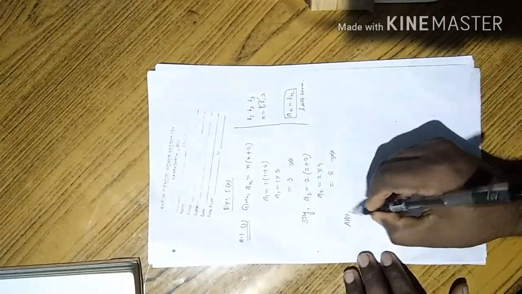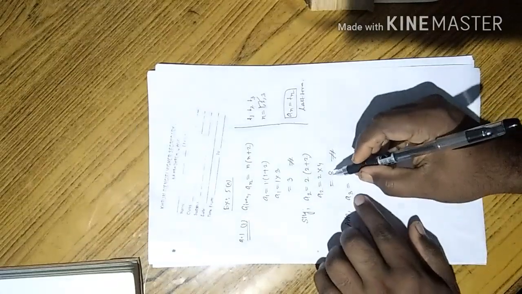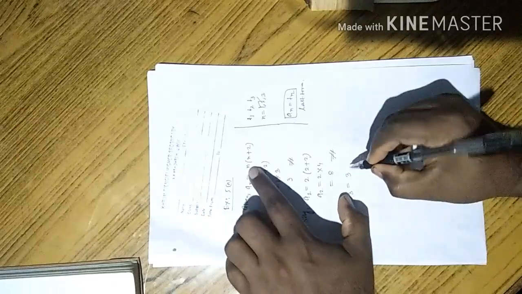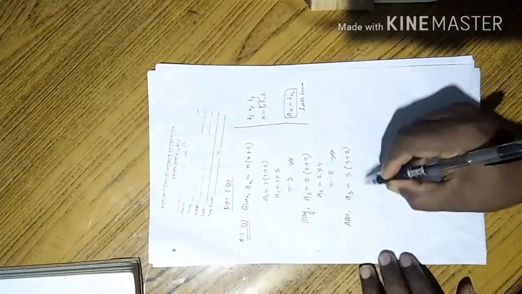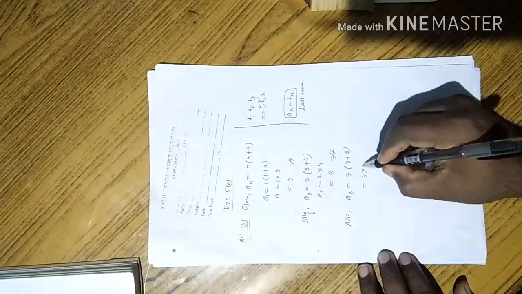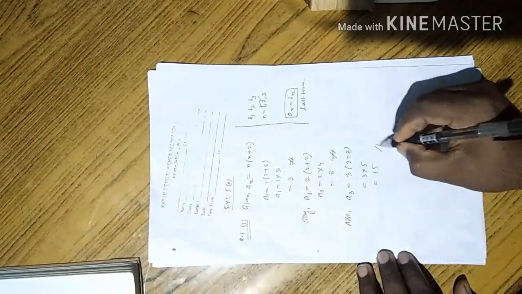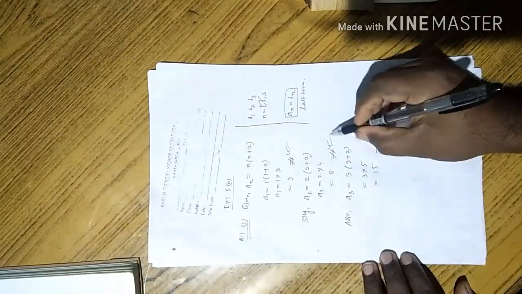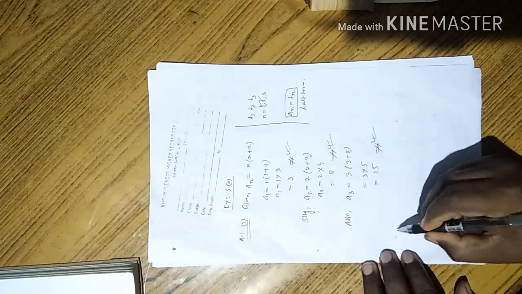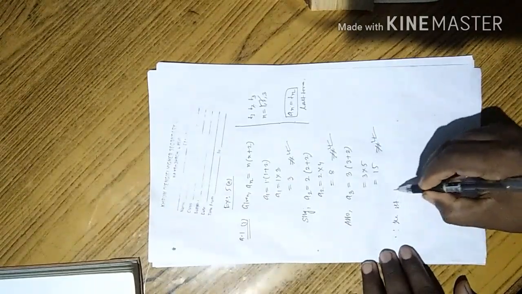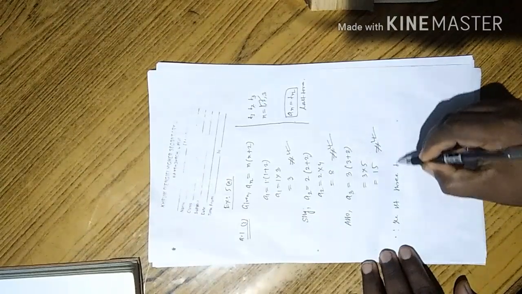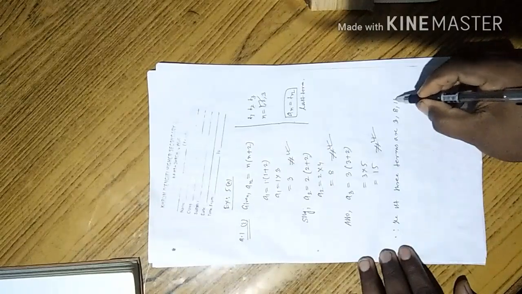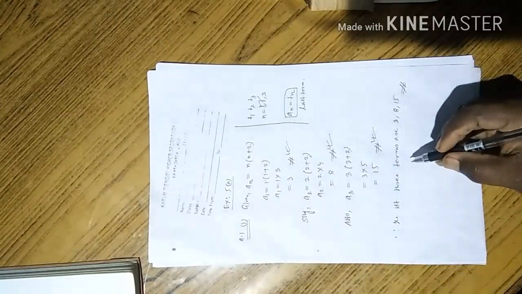Next the third term, a3. Instead of n you write 3. So 3 into 3 plus 2, which is 5. So 3 into 5 is 15. So what are the first 3 terms? This is the first term, this is the second term, this is the third term. So you write: therefore the first 3 terms are 3, 8 and 15. I hope you understand.